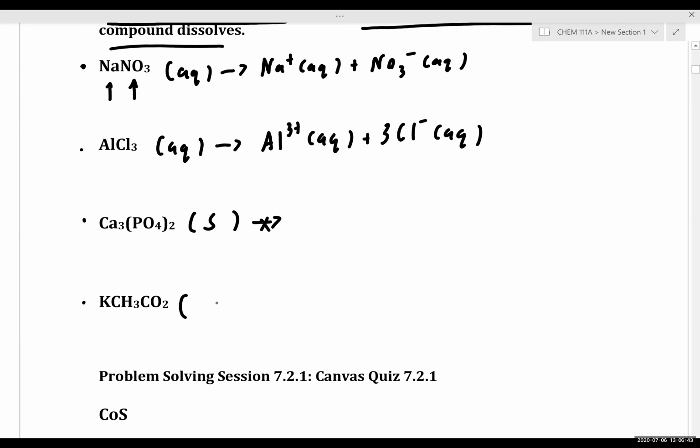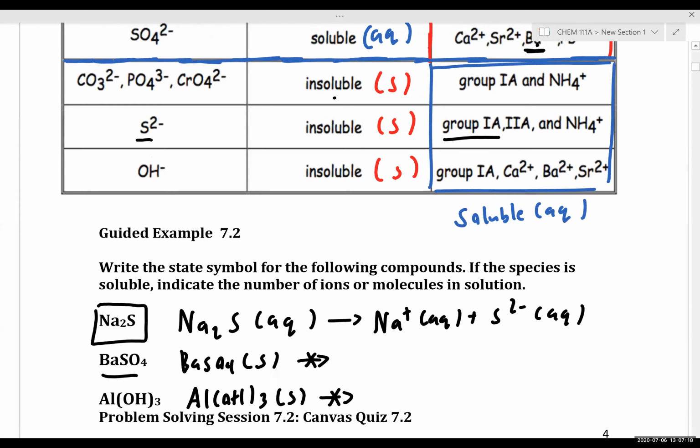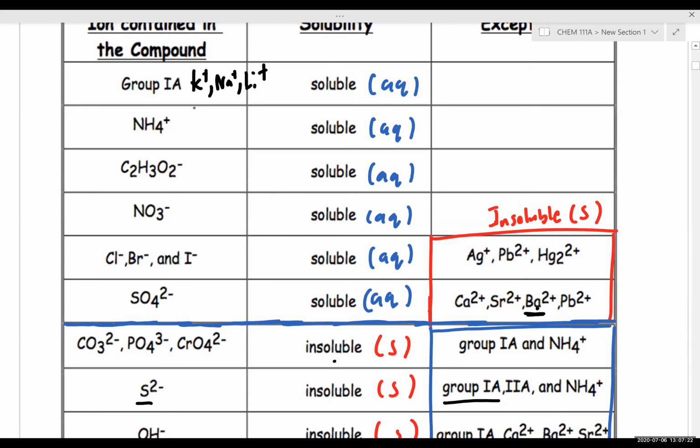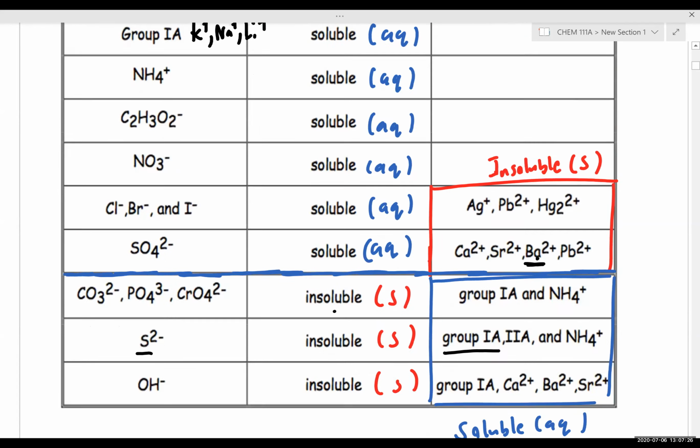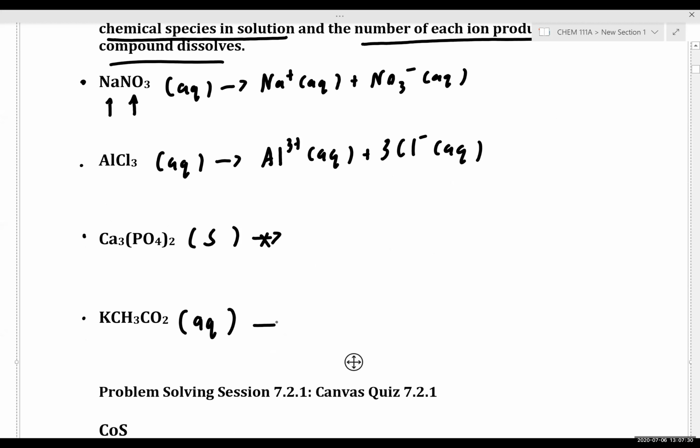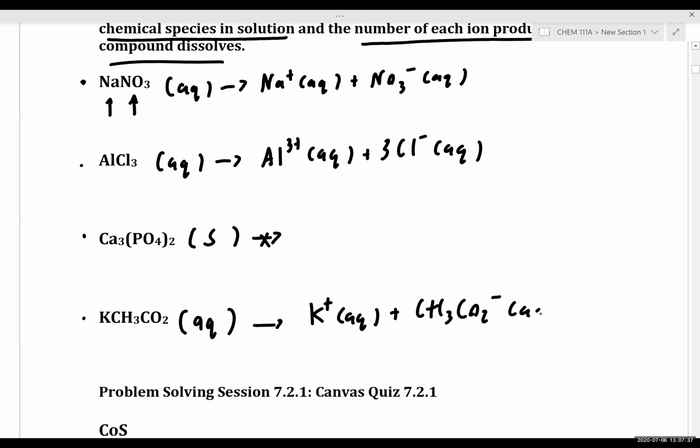Potassium acetate, what state symbol should we put for potassium acetate? Soluble or insoluble? Aqueous or solid? Let's try to get a few responses in the chat. What would we expect for potassium acetate? Aqueous, yep, exactly right. Looking at our solubility rules, group 1A and acetate salts are both soluble and we don't see any exceptions. So we'd assign the aqueous symbol. Potassium acetate breaks down into potassium plus and acetate ions in solution.